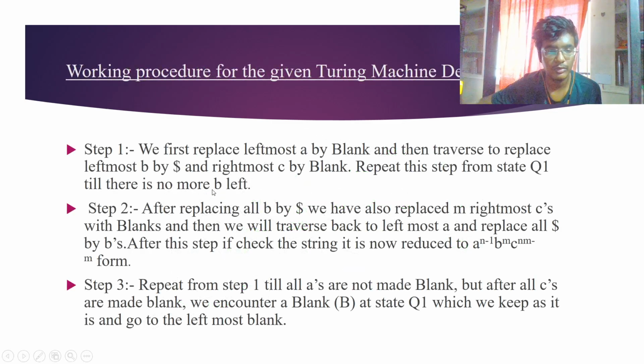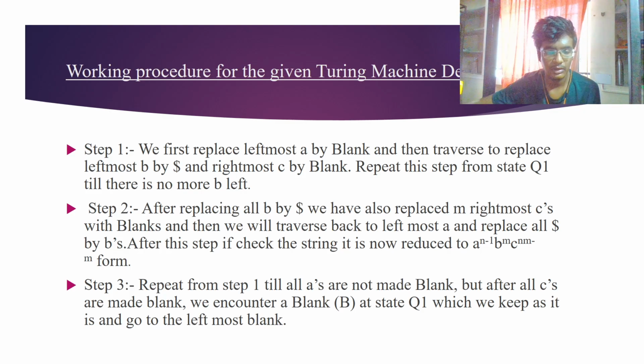So step 1, we first replace the leftmost a by blank and then traverse to replace the leftmost b by a dollar sign and the rightmost c by blank. Repeat this step from state q1 till there is no more b left. Now we proceed to step 2. After replacing all the b's by dollar, we have also replaced m rightmost c's with blanks, and then we will traverse back to the leftmost a and replace all dollars by b's.